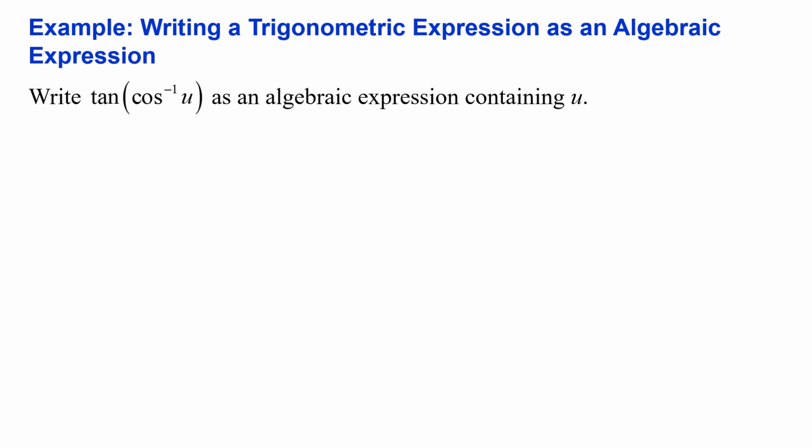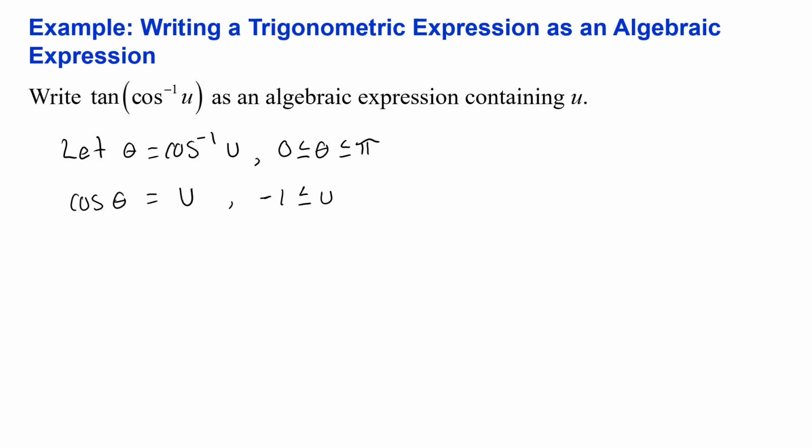Then we could solve this same problem using a different approach, which would involve using the ratio definition of the trigonometric functions. So we would begin the same way, and we would let theta equal inverse cosine of u for 0 less than or equal to theta less than or equal to pi, and therefore cosine of theta equals u for u between -1 and 1 inclusive. So we want to find an expression for tangent of theta.